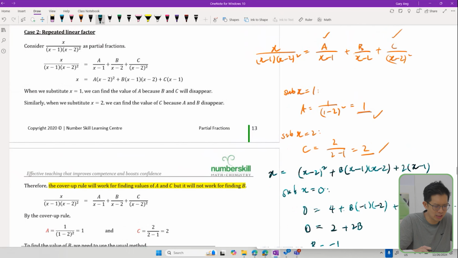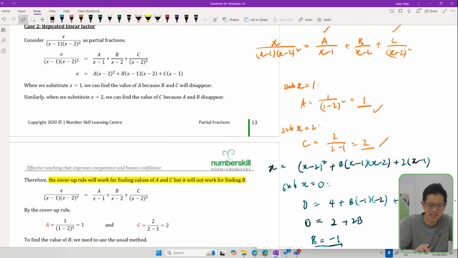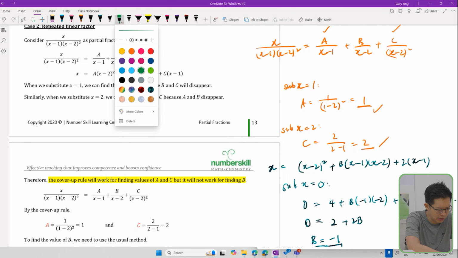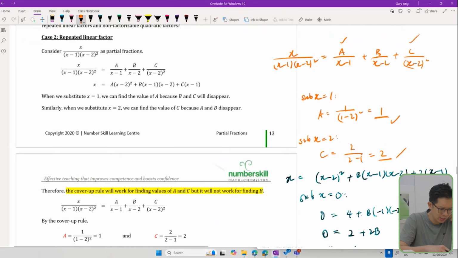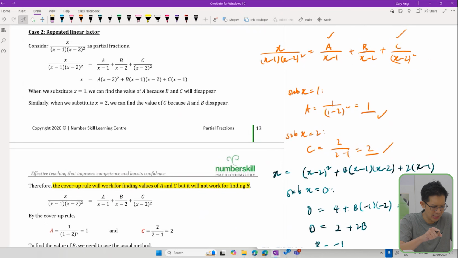Now you can see that the cover-up rule allows you to find your A and C very quickly, which is the orange color set of workings. But of course, the cover-up rule doesn't work very well for B. In fact, it doesn't work at all. So you have to do it the normal way, right? But that shortens your time, because otherwise you have to find everything the normal way. Now let's discuss why the cover-up rule doesn't work for B, but it works for A and C.